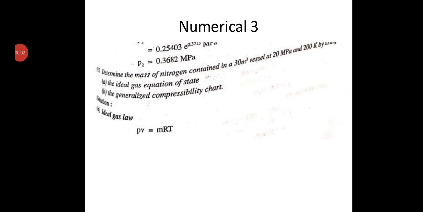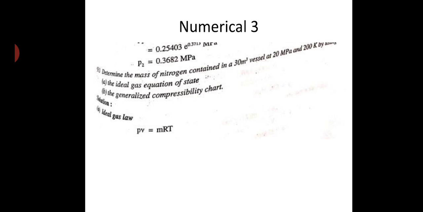Students, now we shall look at one more numerical on real gases. Determine the mass of nitrogen contained in a 30 meter cube vessel at 20 megapascal and 200 Kelvin by using A. the ideal gas equation of state and B. the generalized compressibility chart. So there is a vessel with a volume of 30 meter cube. In that nitrogen is stored.